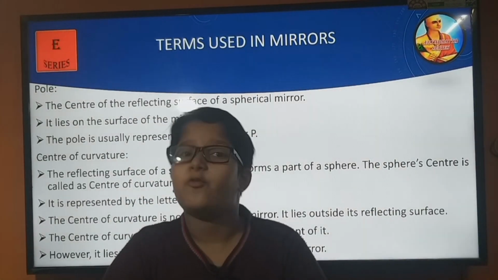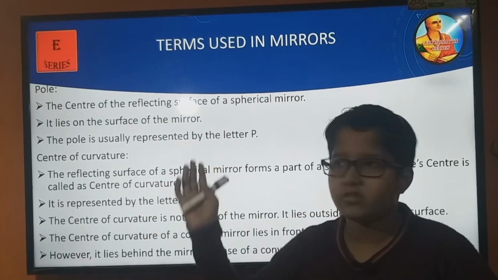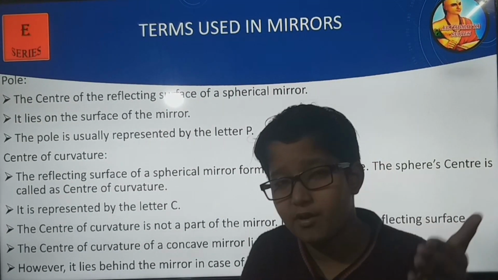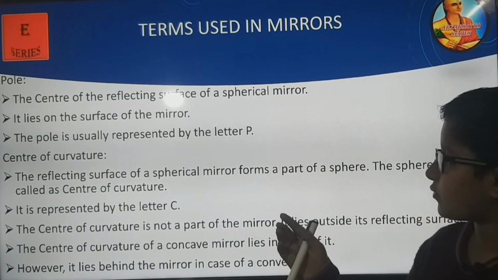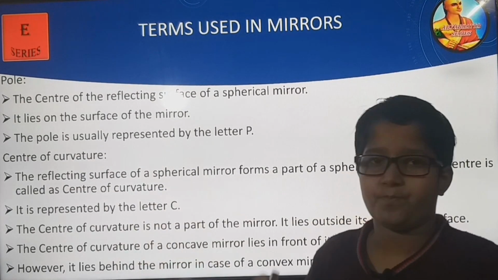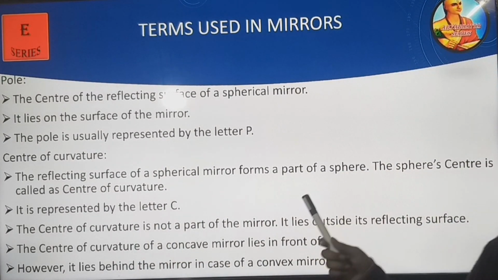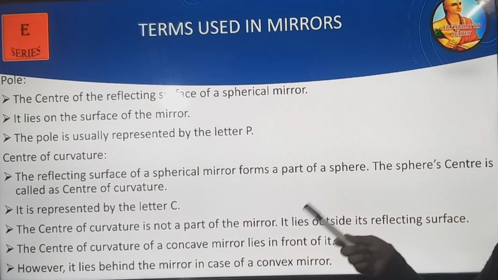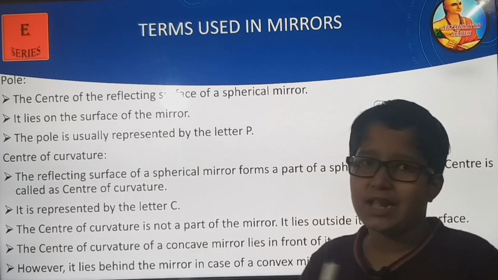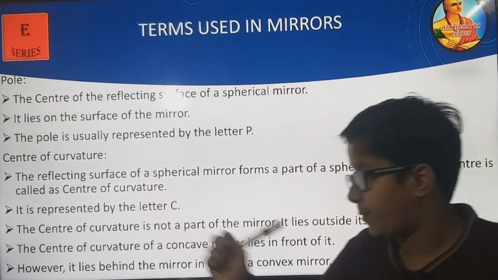Now let's revise what we have learned. The pole is the center of the entire reflecting surface of a mirror. It lies on the surface of the mirror, at the center of the surface, which I have already told you. The pole is usually represented by the letter P. Center of curvature: the reflecting surface of a spherical mirror forms a part of a sphere. The center of that sphere is known as the center of curvature, as I have already told you. It's represented by the letter C.